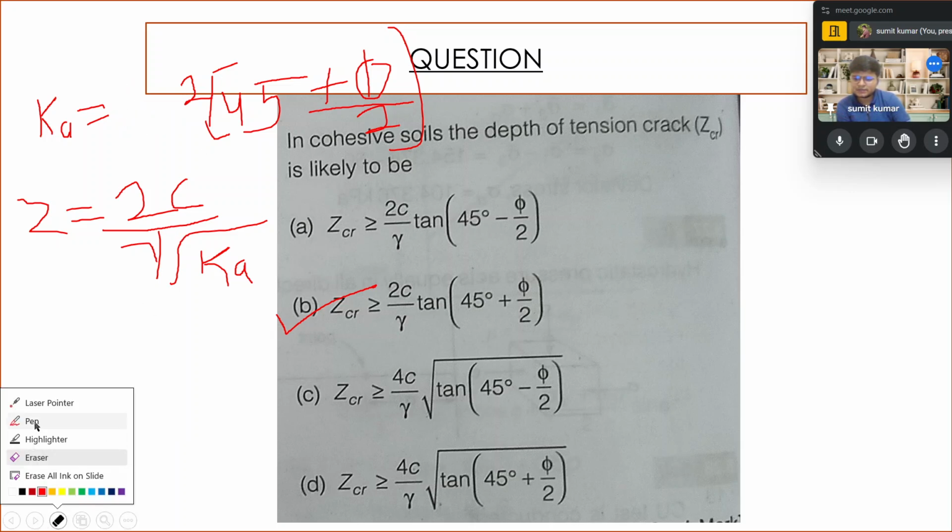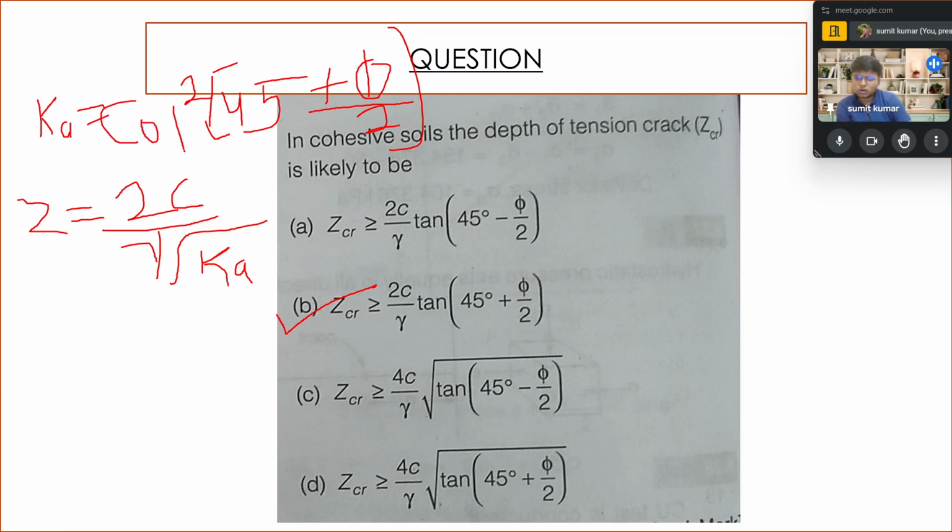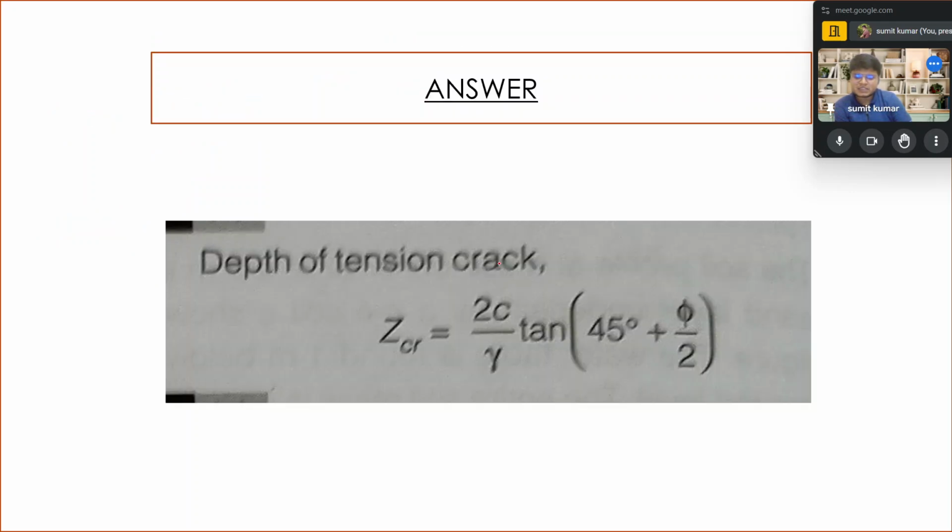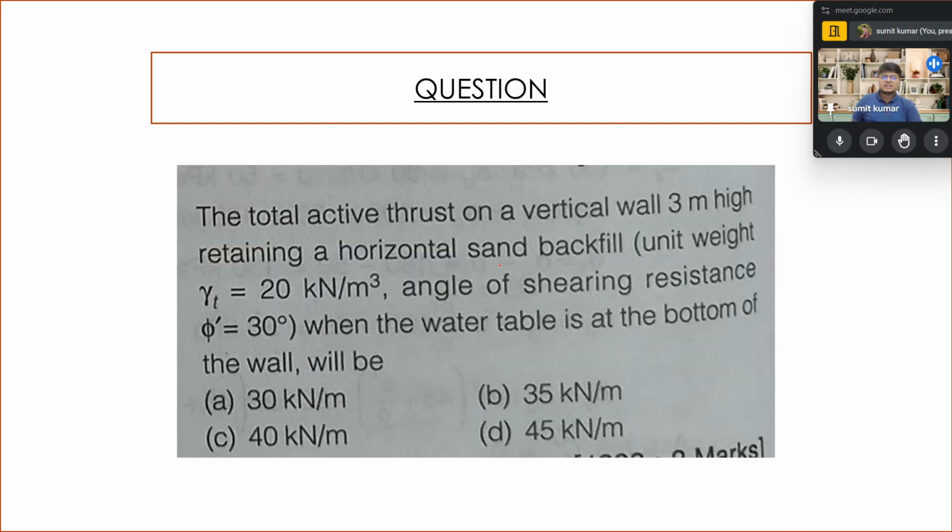I will take the pen again. Cot square 45 plus phi by 2. When the square root is taken, it becomes cot 45 plus phi by 2. When it is turned upside down, it becomes 2c by gamma tan 45 plus phi by 2, which is our correct answer. Right? The same solution is written over here. I have given the explanation so that you get an understanding of it. Now we have the next question.